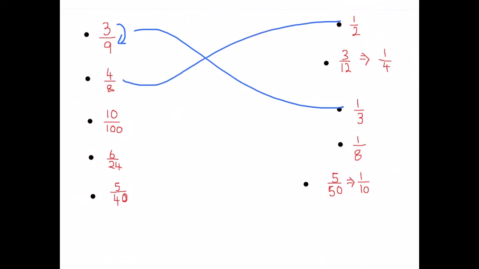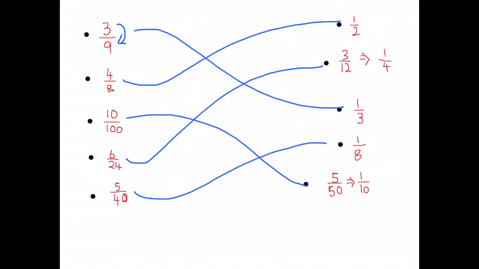Third one, 10 into 100 goes 10 times, making 10 1/10 of 100. Fourth one, 6 into 24 goes 4 times, making 6 1/4 of 24. And the last one, hopefully they match up. 5 into 40 goes 8 times, making 5 1/8 of 40.